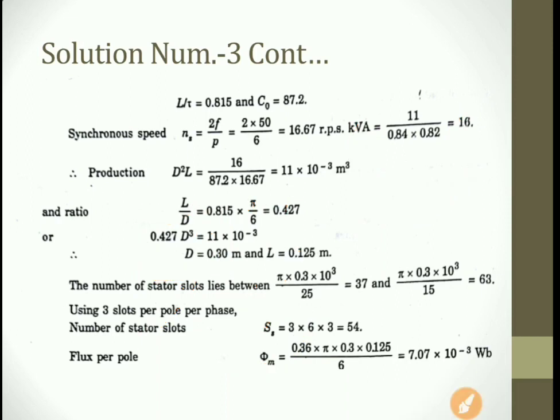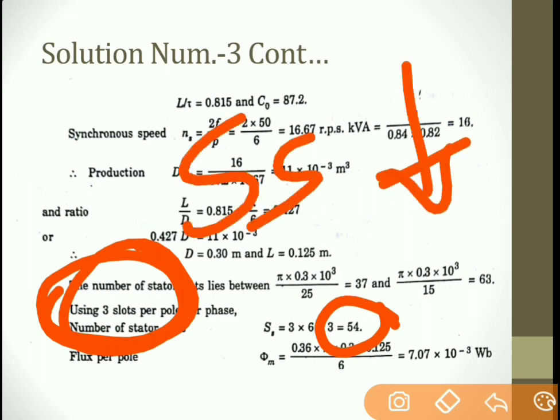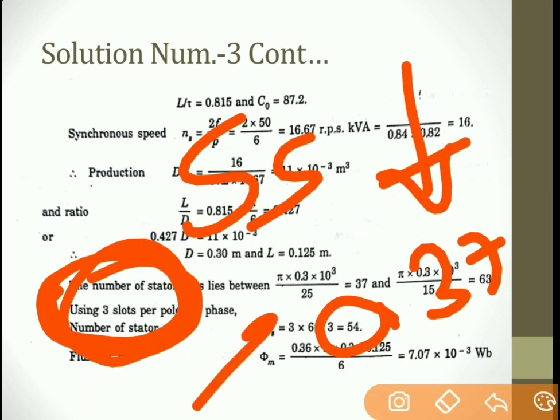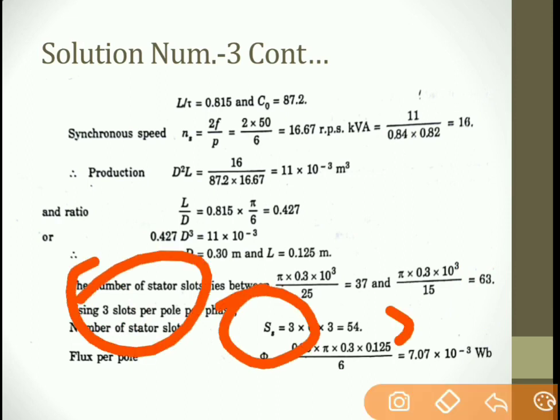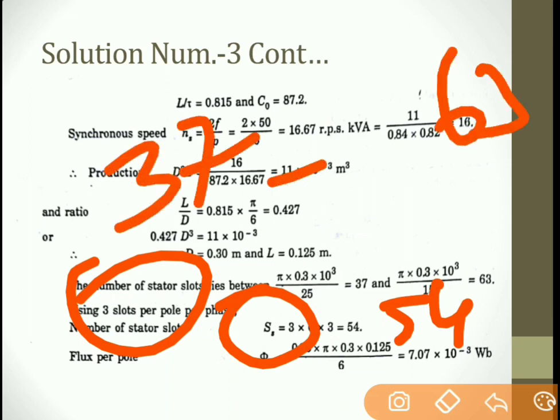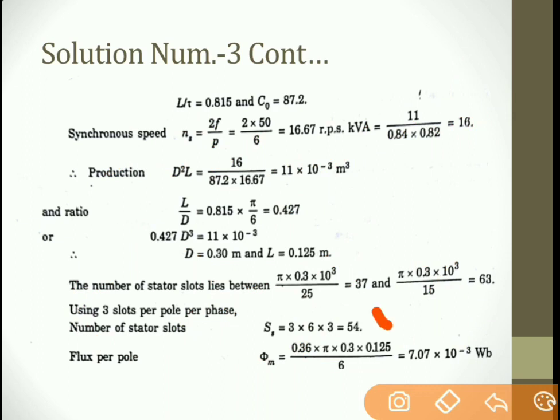54 I have got as number of stator slots. How I have got that? By assuming the value of 3 slots per pole per phase. I hope you understood this. Generally we are assuming 3 slots per pole per phase. If by considering 3 slots per pole per phase I would have got number of stator slots less than 37, then I am supposed to change this value of 3 slots per pole per phase. If I got the value greater than 63, then again I am supposed to change the value of slots per pole per phase. And if by considering 3 slots per pole per phase I got number of stator slots equal to 54, which is lying between the two values 37 and 63, which I have calculated here, then I could say my calculations are correct and the data which I have assumed, that is 3 slots per pole per phase, is correct. So here for this problem 54 is correct.